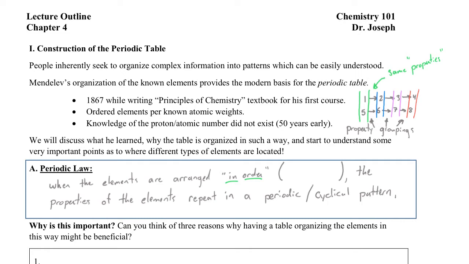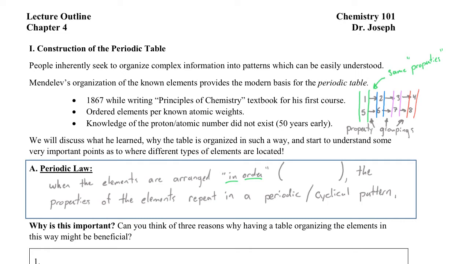As I mentioned earlier, the current iteration of the periodic table is based on an earlier version that was put together originally by a person named Dmitry Mendeleev. Dmitry Mendeleev was a scientist, a chemist, working in Russia in the late 1800s. He was putting together a textbook for his first chemistry course there, and as a part of that work, he wanted to organize the elements so that he could present them in an organized fashion to his students.